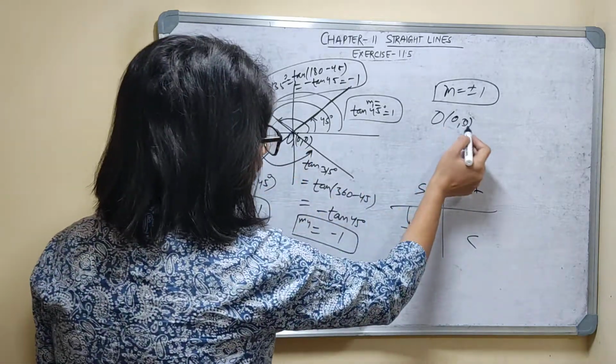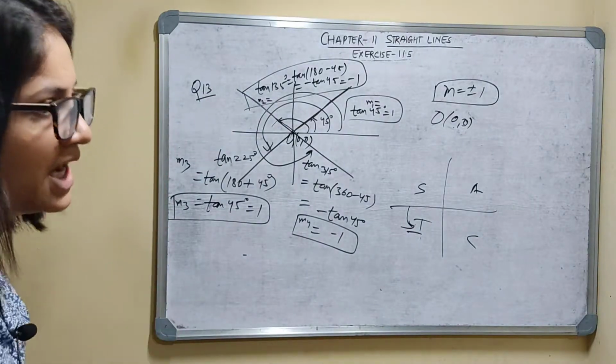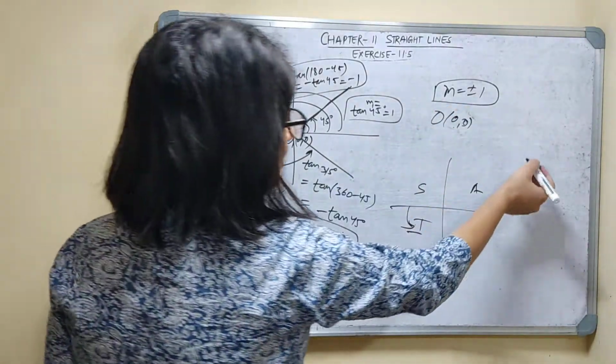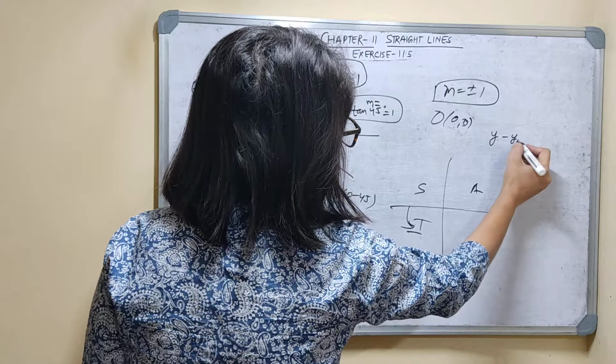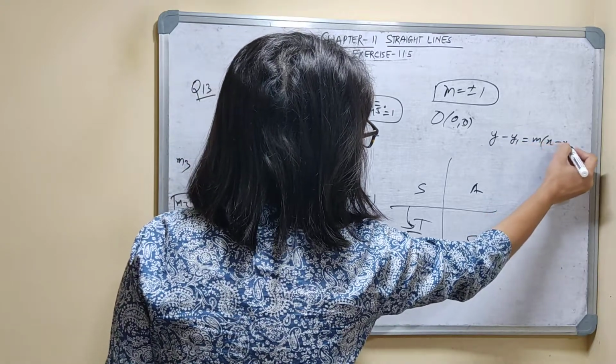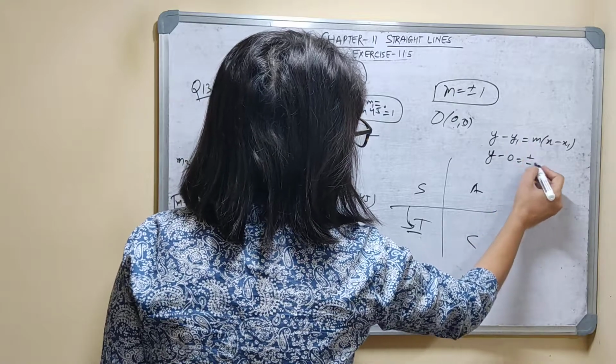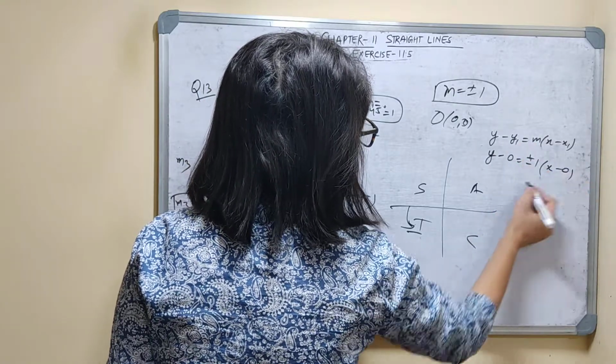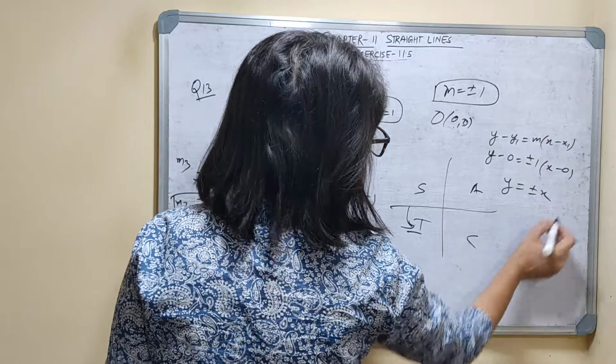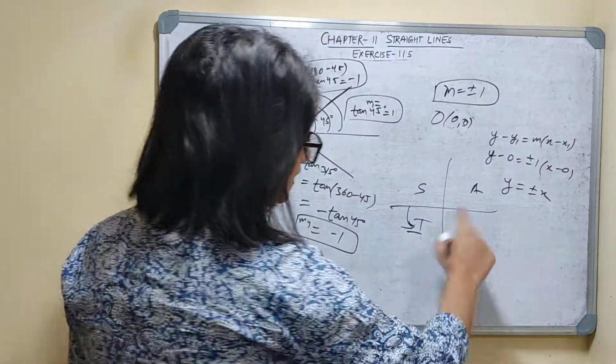So I can consider the equation of a line passing through this point with this slope. What will you write? y minus y1 is equal to m times x minus x1. So 0 is equal to m, which is plus or minus 1, times x minus 0. So you will get y is equal to plus or minus x.